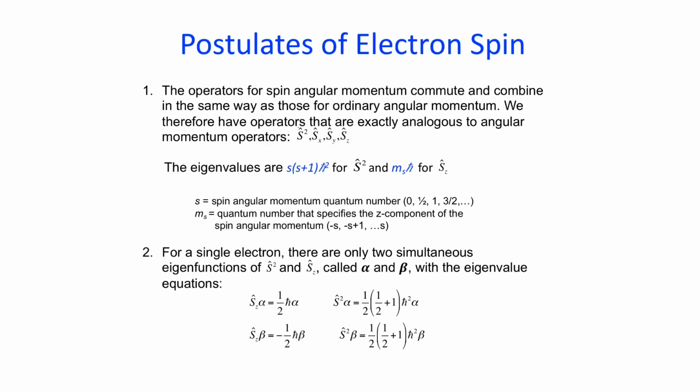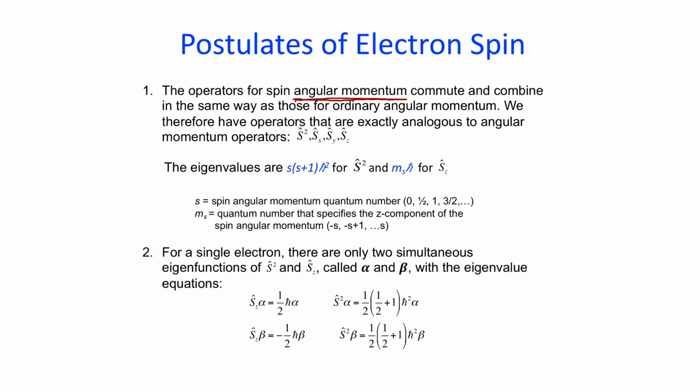Okay, so on to our postulates of electron spin. Our first postulate describes the operators for spin angular momentum. This is another kind of clarification point here. When we talk about spin, it is essentially a version of angular momentum that we're working with. So everything that we look at is going to seem really analogous to what we've already talked about for our regular angular momentum, or what we could call our orbital angular momentum, L.